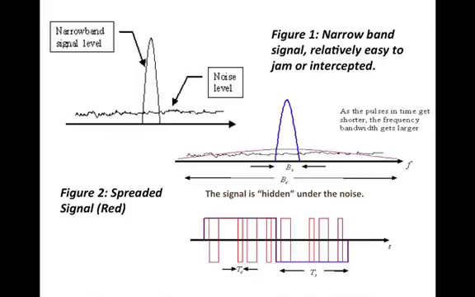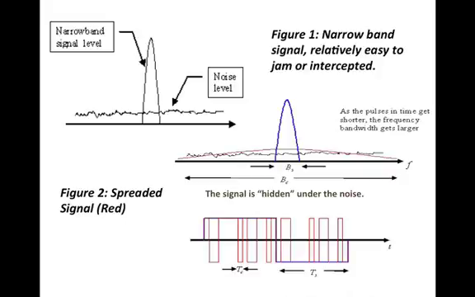So here we have a diagram. The black and white thing is a narrowband signal level. You can see the spectrum is narrow, whereas the noise level is random and the power levels of noise are very low. So figure 1 is a narrowband signal, relatively easy to jam and intercept.